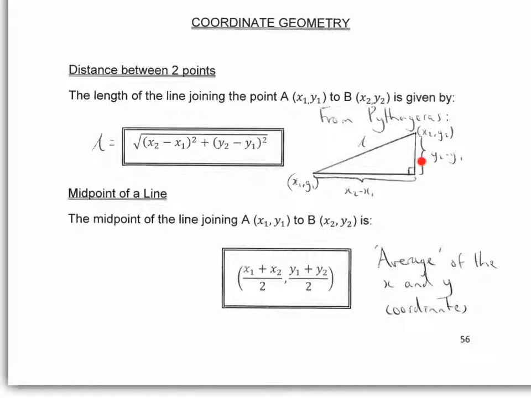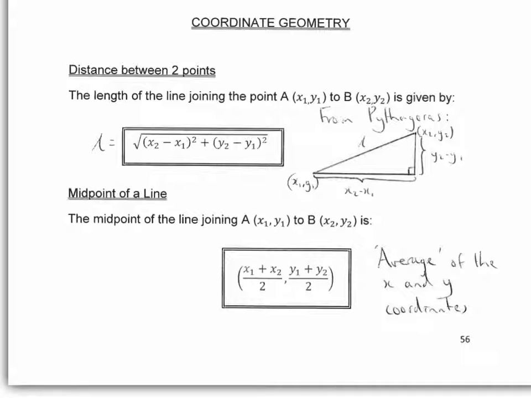Now, this distance between the y-coordinates is the discrepancy between how high up this one is and how high up this one is. Now, those two distances make a right angle by the definition of x and y coordinates. So if you know what x2 minus x1 is and y2 minus y1 is, you can find L using Pythagoras. This is just a statement of Pythagoras.